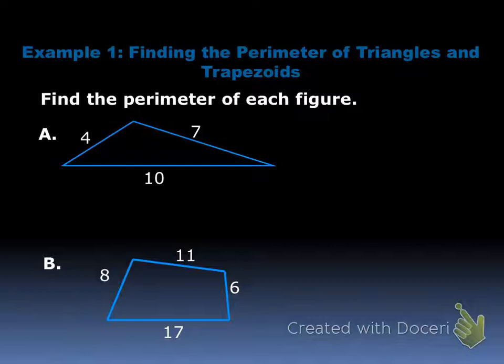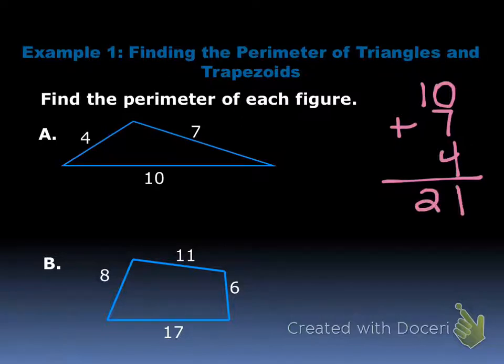Perimeter we're still going to find the same way we did in our last lesson. To find the perimeter of each figure, we're just going to add the sides together. So in this case, for this first one, we're going to take 10 plus 7 plus 4 and add all of those together. When we do that, we get 21. So the perimeter of this first figure is 21 units.